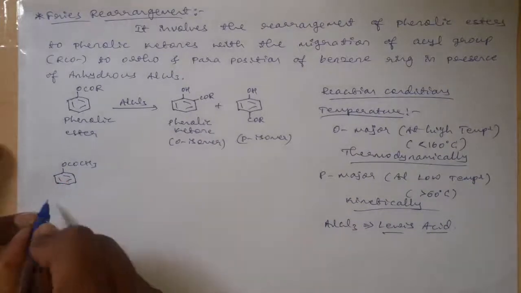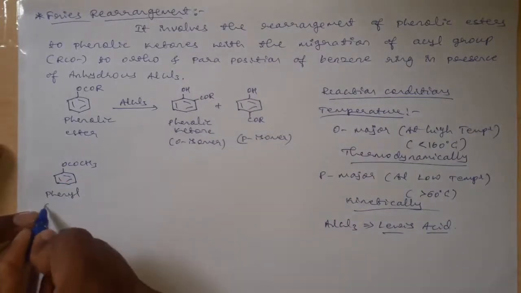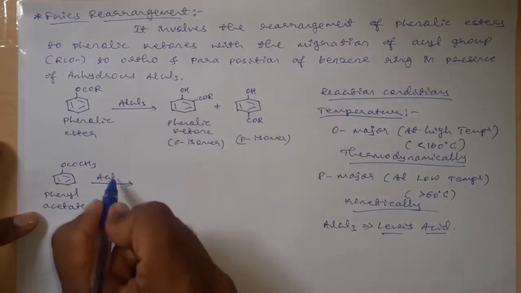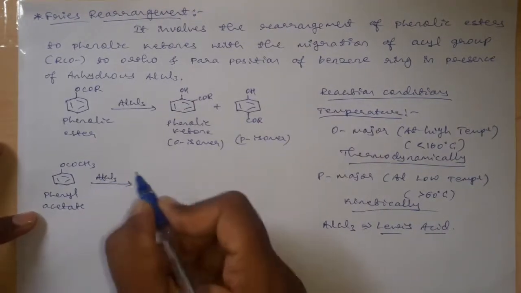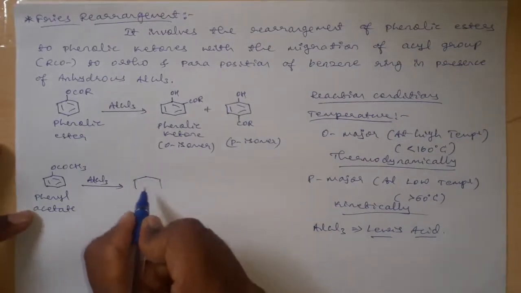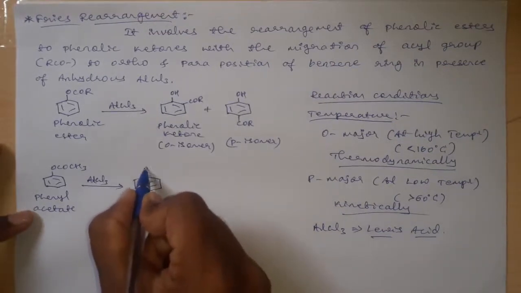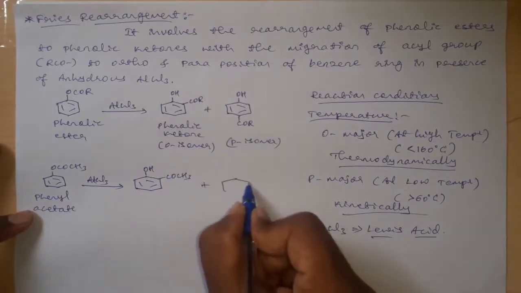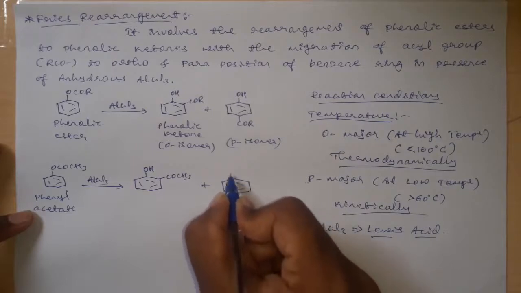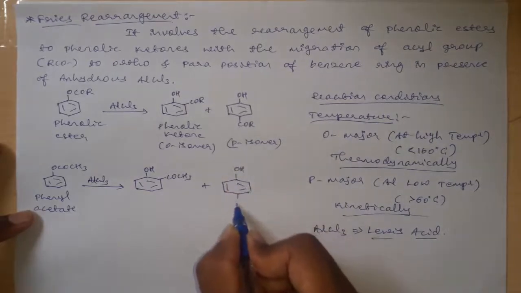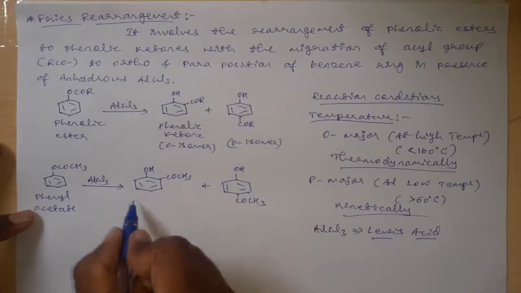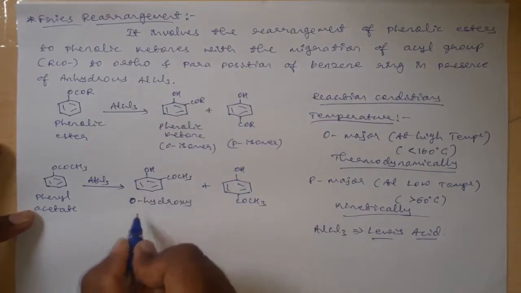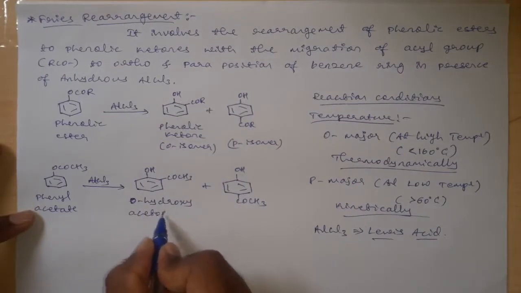And here I am taking one simple example to explain this reaction, OCOCH3. This one is phenyl acetate. When it is treated with anhydrous AlCl3, we will get two isomers, COCH3 plus OH COCH3. This one is ortho hydroxy acetophenone.